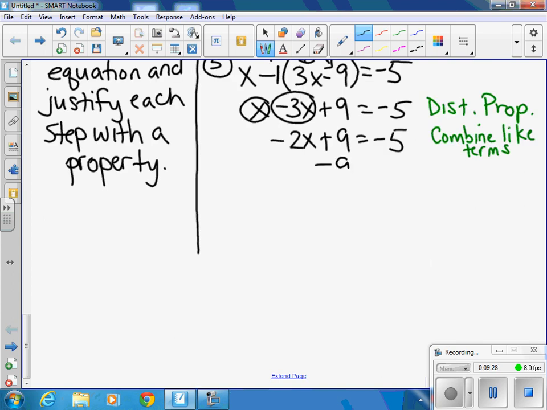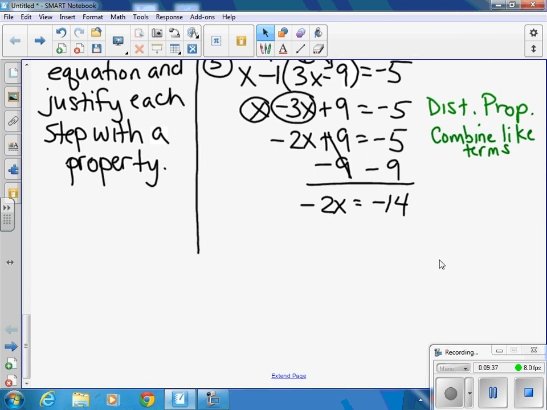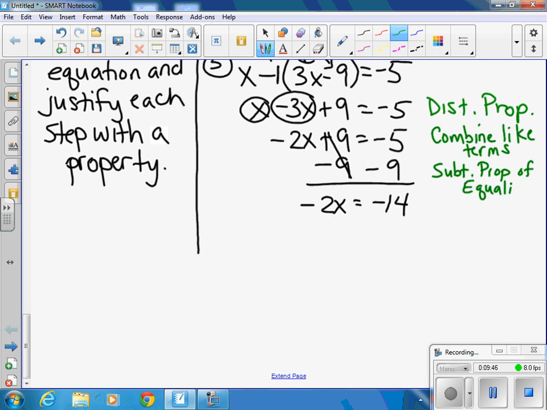We have to subtract 9 from both sides. So we have -2x equals -14. And anytime we subtract the same number from both sides of the equation, this is what is known as the subtraction property of equality. If you remember when we did properties earlier this year, I told you that you would have to know about these when we do equations. Well, here we are, and here's when you have to know them. All right, so any operation that you do on both sides, it has a name, and it's that operation property of equality.